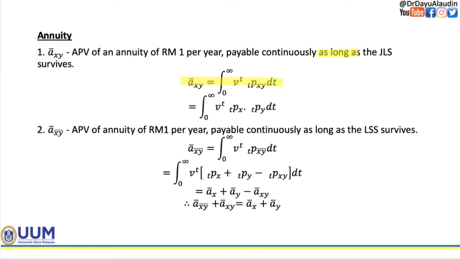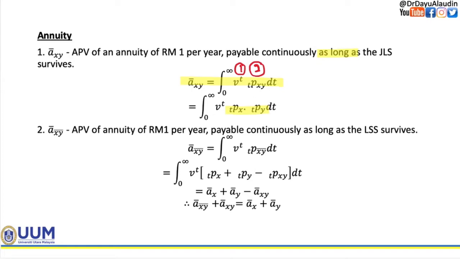The difference between annuity and insurance is that annuity only pays for the survivors, but the second component, instead of TPXY mu XY T, is only TPXY. So that's the difference between annuity and insurance. For the JLS, like the insurance, TPXY is TPX times TPY.